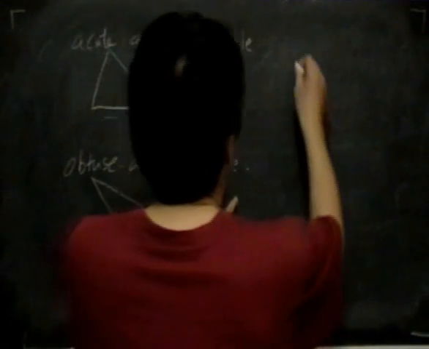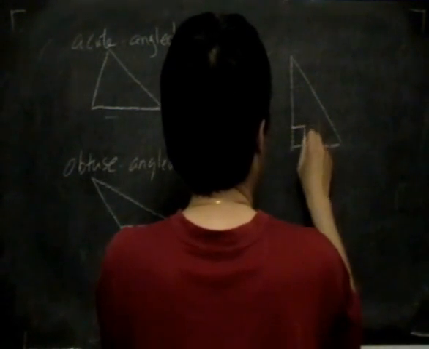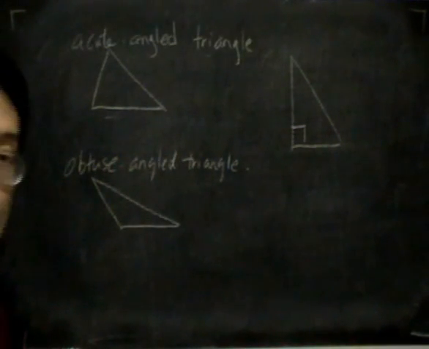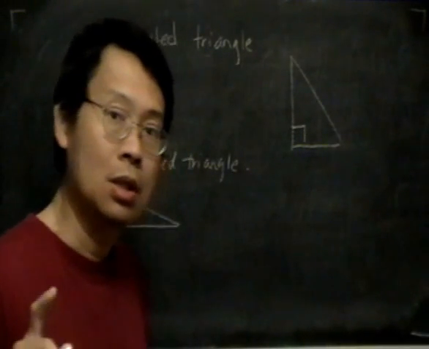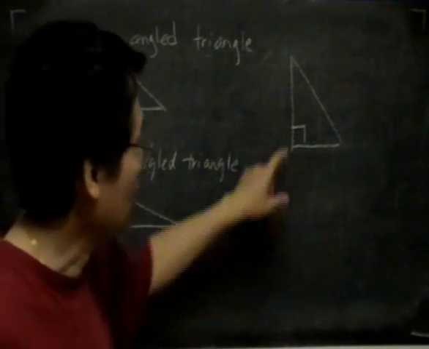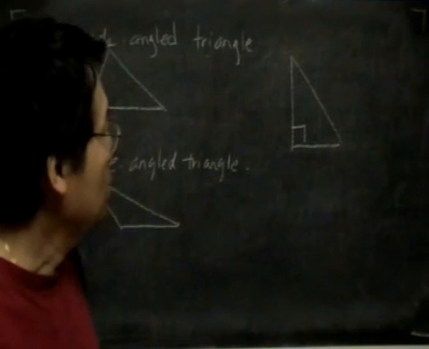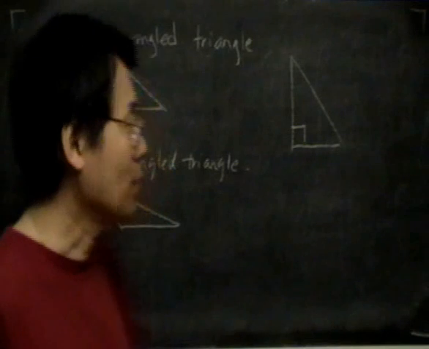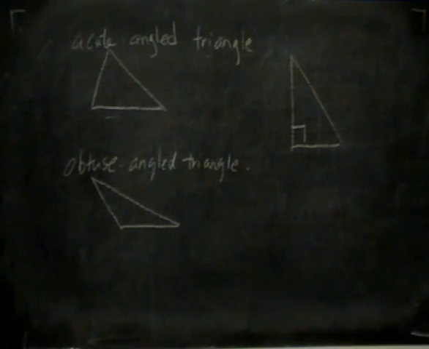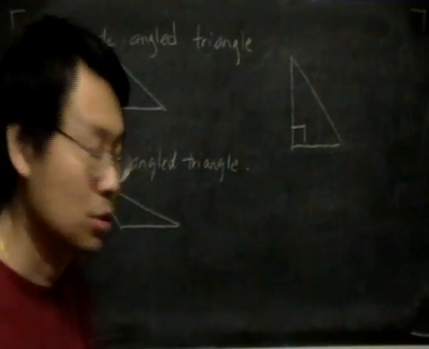Now there is one more triangle which is quite special, which we are going to see quite a lot. It is this triangle in which one of the angles is 90 degrees. So that's how I represent a 90-degree angle with a little square there. So this 90-degree angle is also called right angle, as we have learned. Okay. So we call this a right-angled triangle.